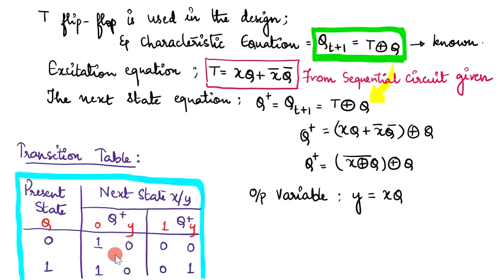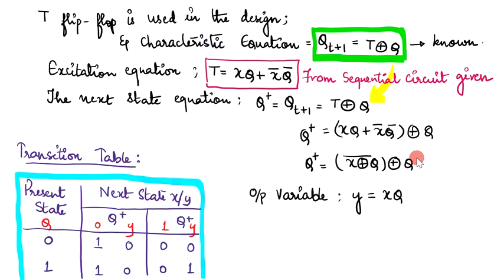Let me consider the next one, that is X is equal to 1. So you have 1 XORed with 1, that is equal to 1.